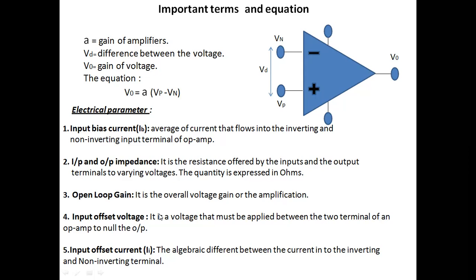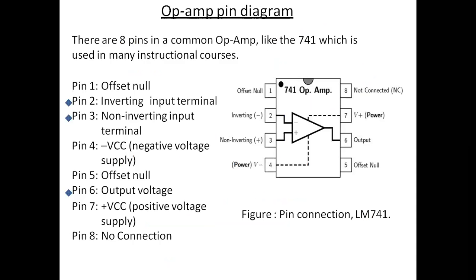Now, input offset voltage. What does it mean? It is the voltage that is applied between the two terminals of the op-amp when we are setting the op-amp to the null point, because we have seen the pins. We have seen here the pin number 1 and pin number 5. We are reserving them here as offset null.